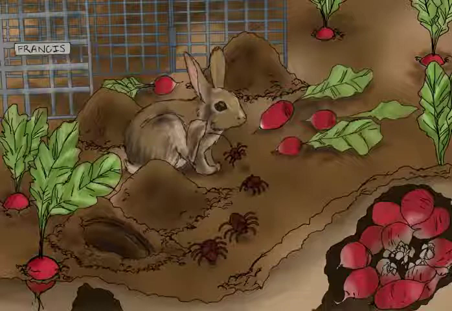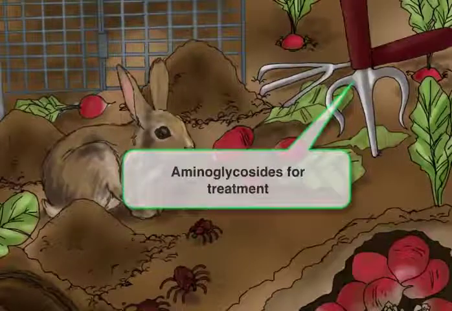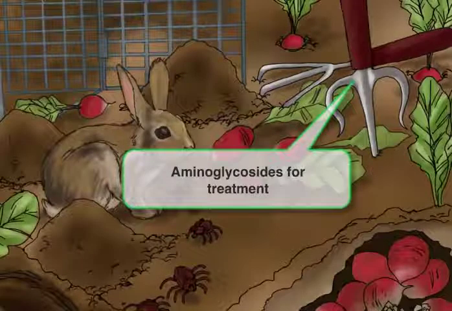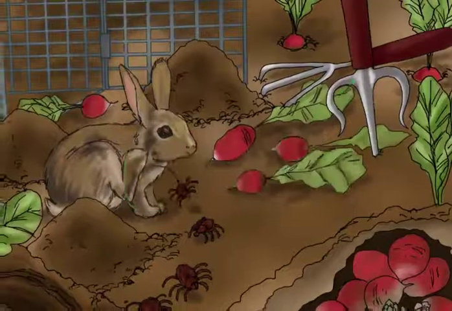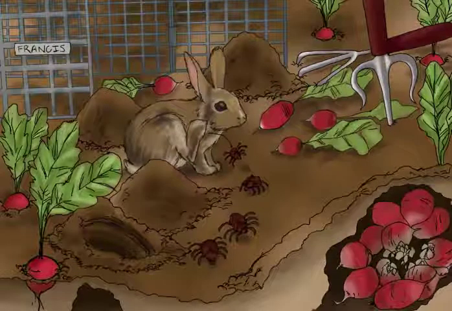But anyway, some gardening tools look similar to sais. So we'll add these gardening tools, and this one looks particularly like a sai for aminoglycosides. And that's it. Those are the high yield facts we need to know for Francisella.